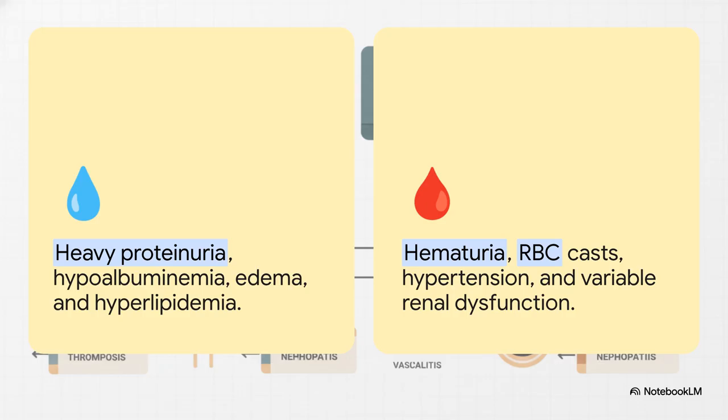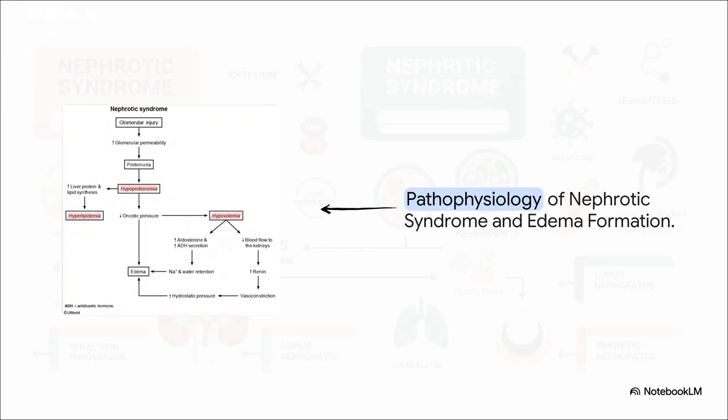They can overlap, so you'll use age, triggers, complement levels, and biopsy patterns to differentiate. Notice how increased glomerular permeability leads directly to hypoproteinemia. That loss of oncotic pressure triggers edema and hypovolemia, which then spikes the RAS system to cause even more fluid retention. Meanwhile, the liver tries to compensate for the lost protein, directly causing hyperlipidemia.